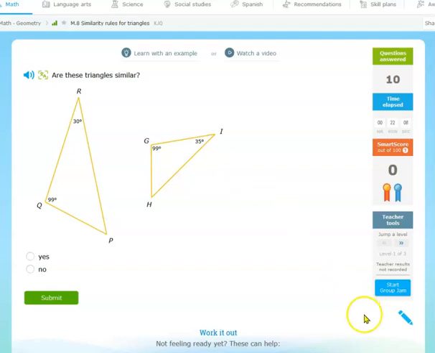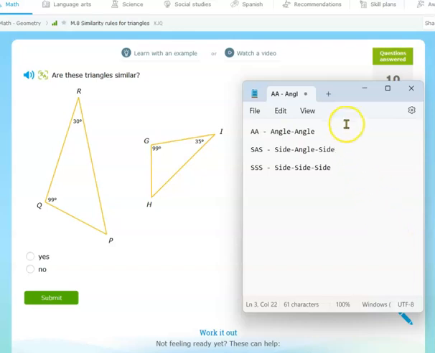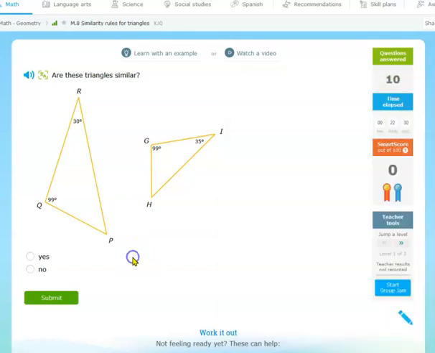So we've got some shortcuts for this lesson. Let me pull them up. Our first shortcut is angle, angle. And then we have side, angle, side. And then we have side, side, side. The only one that is really in the running for this one is angle, angle, because there's no sides marked here. So let's see if we can find 2 angles between these 2 triangles that are congruent. If we can, then we're going to say that they are similar.